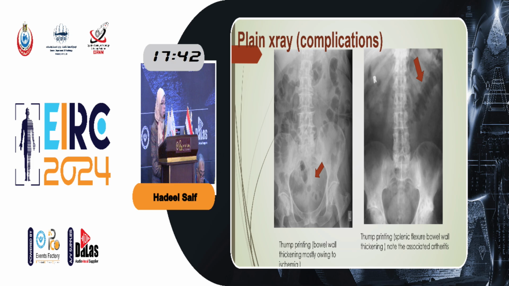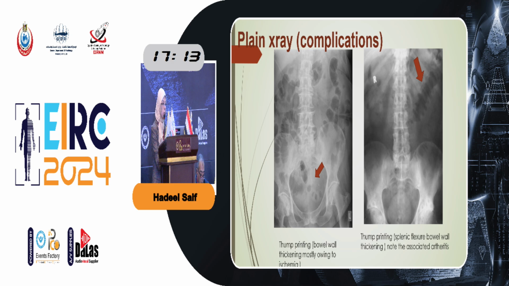The role of imaging differs according to the type of imaging facility that you have and are dealing with. The plain X-ray, I think, is more dedicated to detection of complications in a patient coming with acute presentation, so it's very beneficial for you to do a plain X-ray. It may show some of the famous signs that you are all familiar with, which is the extensive mural thickening that gives the thumbprinting appearance.